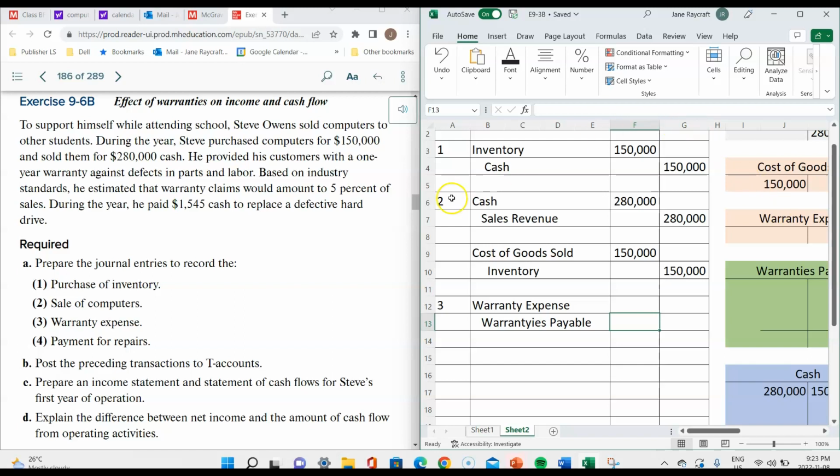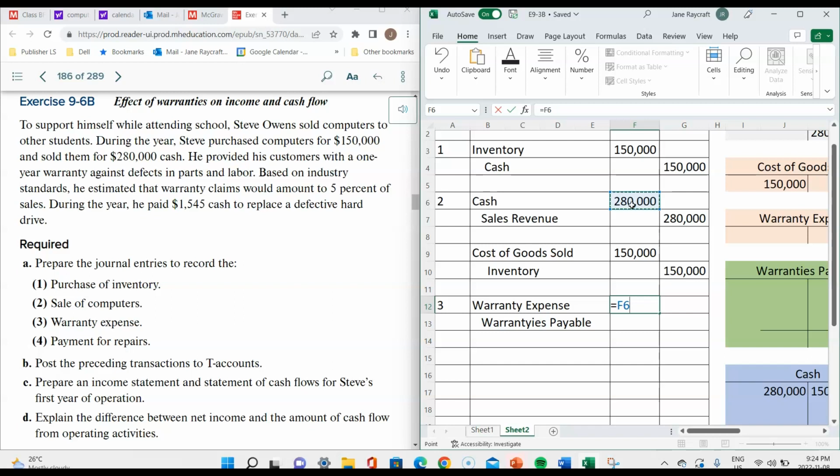So basically it's company history or industry standards. Whatever it is, you're going to be told in these questions. We're not going to get into estimation methods in this course, but you need to understand how accounts work and why they're there, and warranties are important, so this is part of it. So here we go.